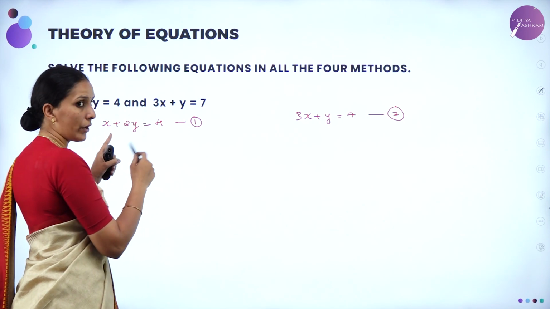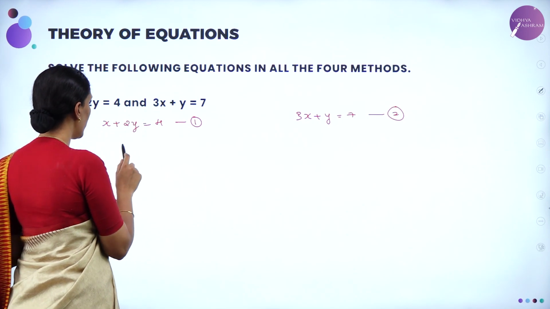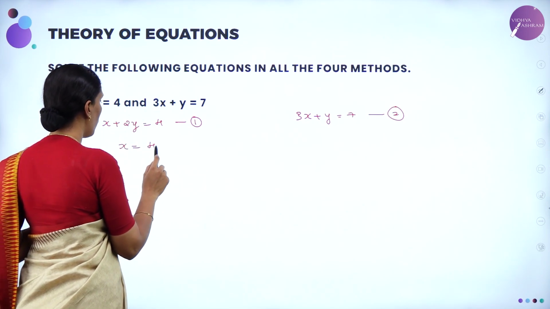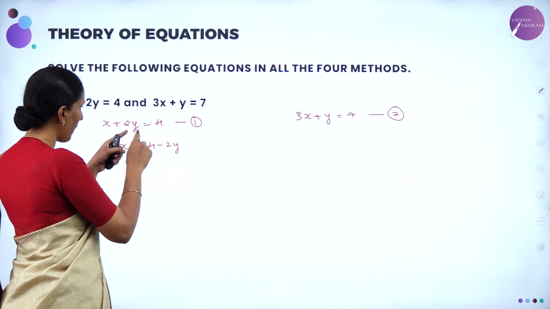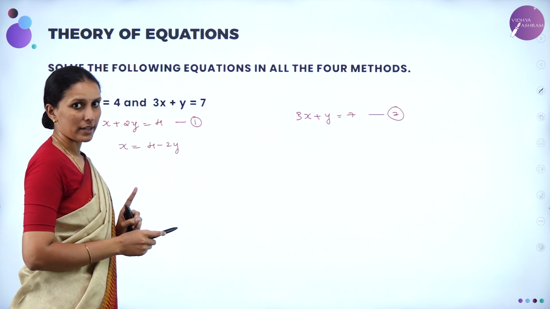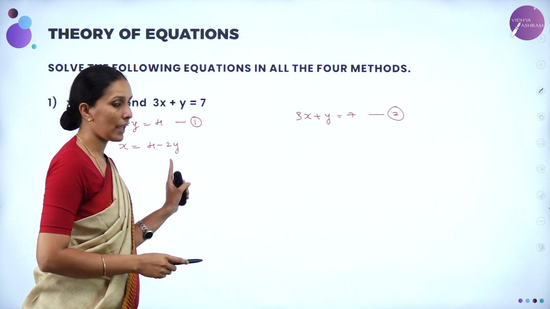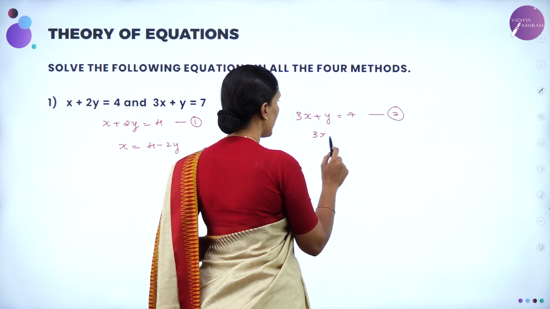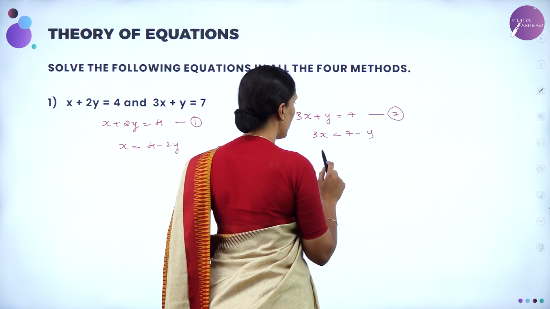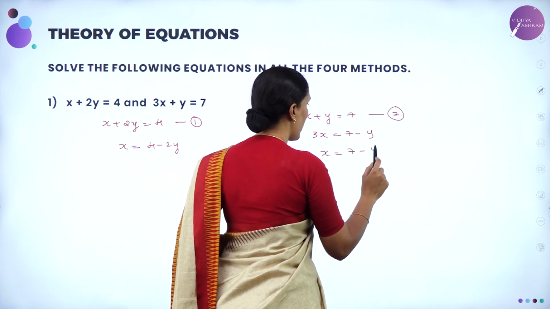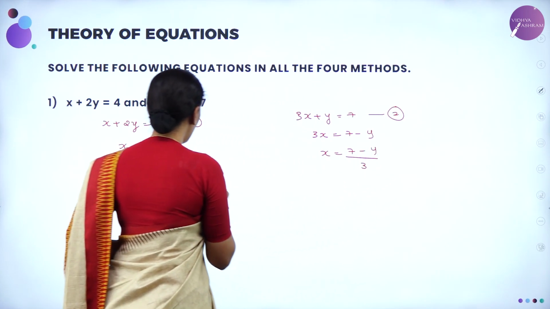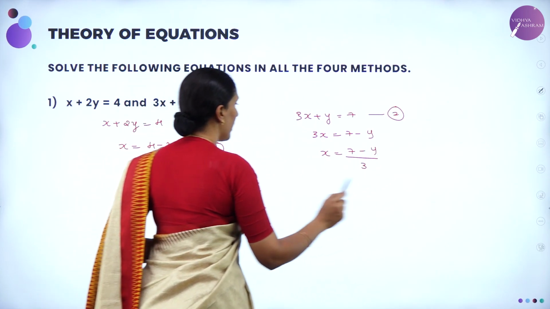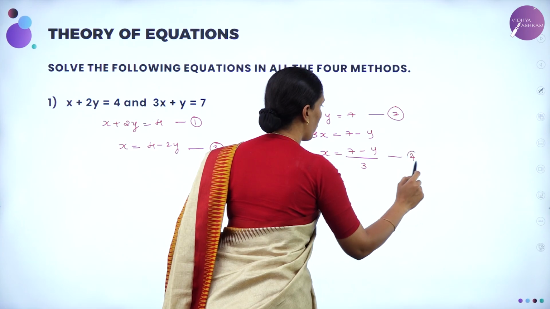Reduce to any one of the variables. Either you take x = 4 − 2y, or you can write y = (4 − x)/2. So keep with the same variable. Now here if we solve, we'll get 3x = 7 − y, x = (7 − y)/3. So let me take this as equation 3 and this as equation 4.